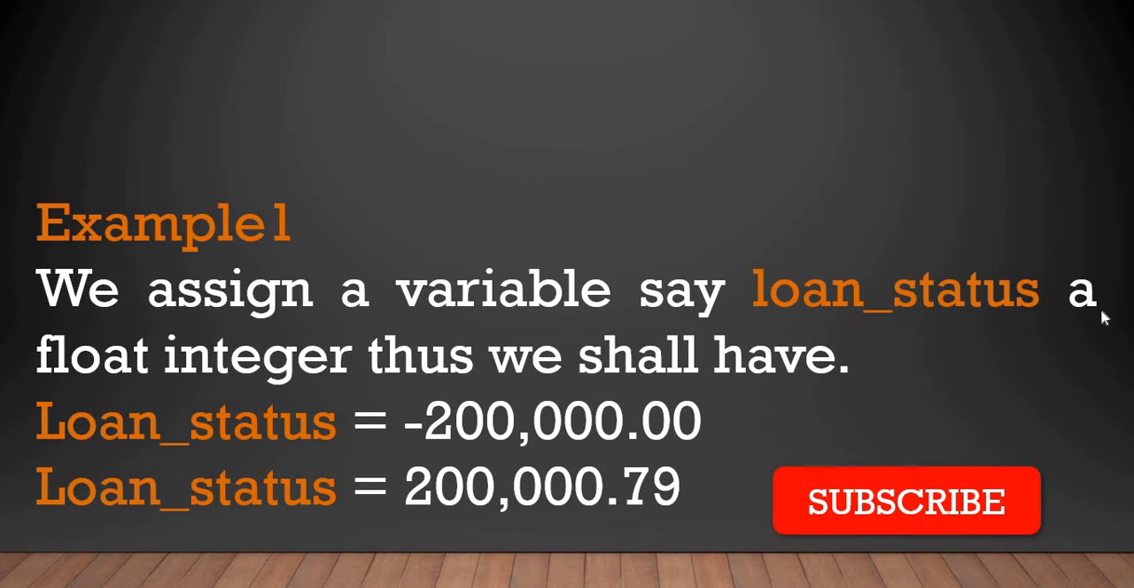We assign a variable, say loan status, a floating number that we shall have. Loan status can take -200. You remember it's the same as the first one which you did of the signed integer, but here we have the decimal part. So we have the decimal 00 and the decimal 79. Okay, so that's how you write a float.